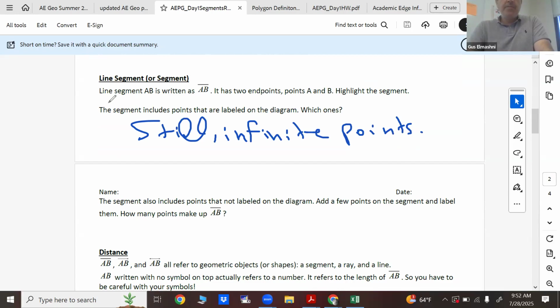And it does not go forever in either direction.